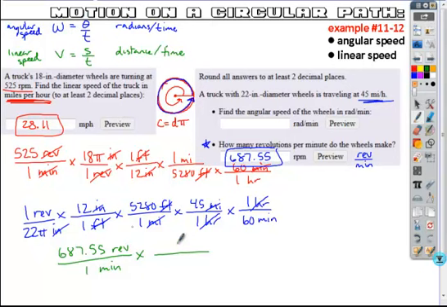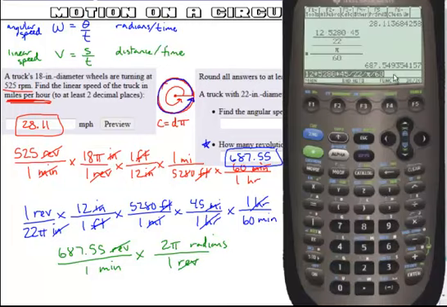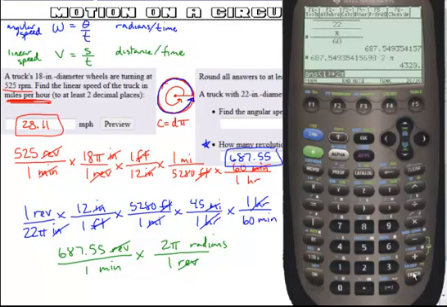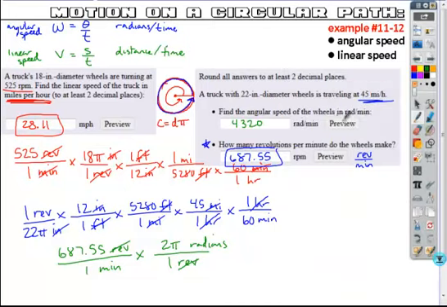And what is the equivalent there? 1 revolution is equivalent to how many radians? 2 pi. So my units cancel, and I get radians per minute. And so if I took this number right here and multiplied it by 2 pi, I get my solution of 4320 radians per minute. And that would be my final answer.